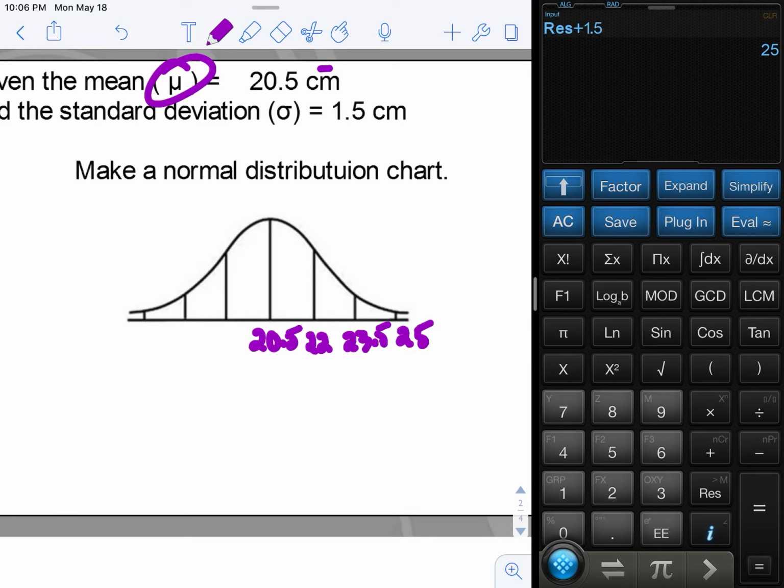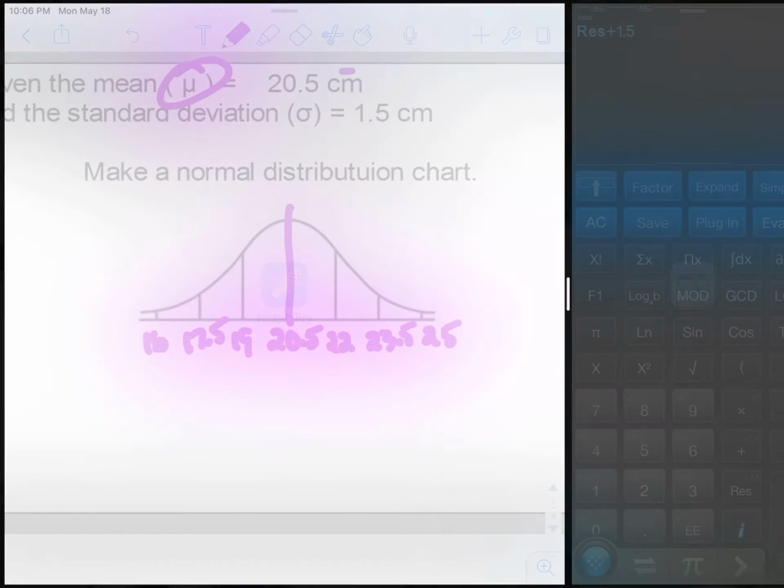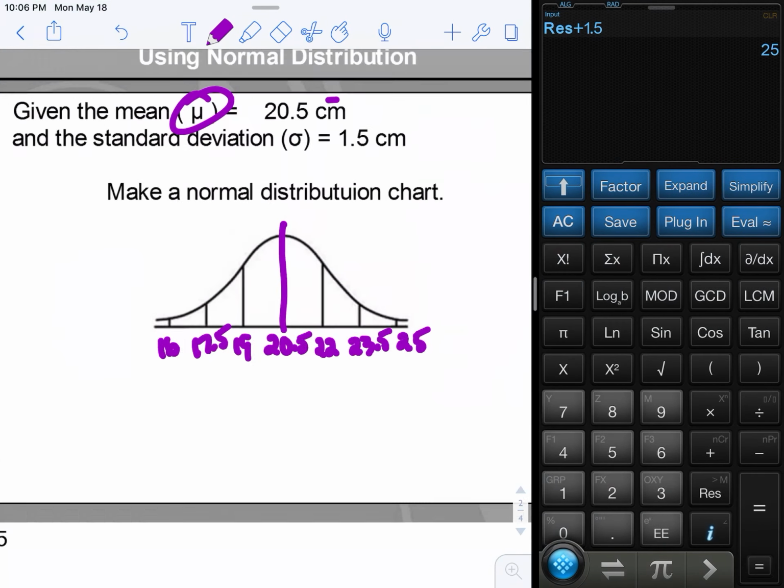Now the other way, subtract. 20.5 minus 1.5 is 19. Minus 1.5 is 17.5. Minus 1.5 is 16. So all it means is you start in the middle and you add and subtract.